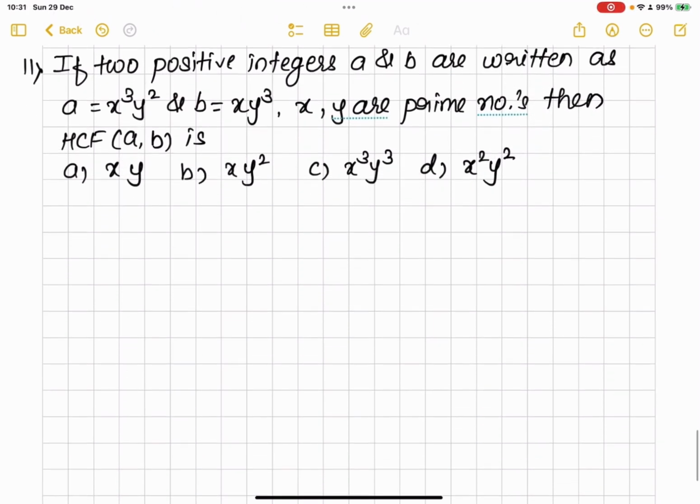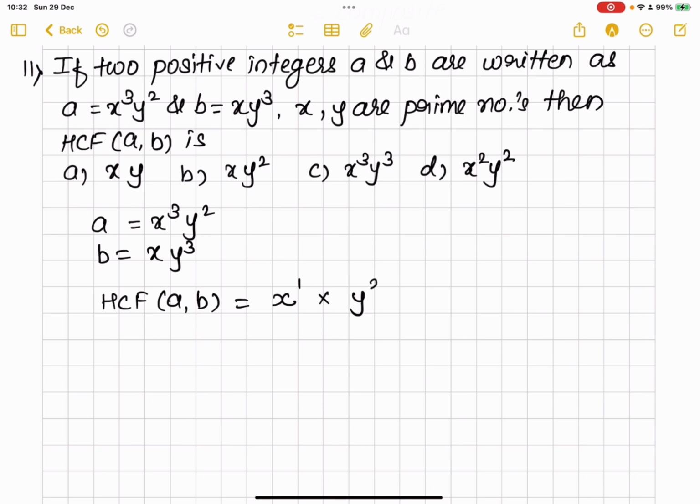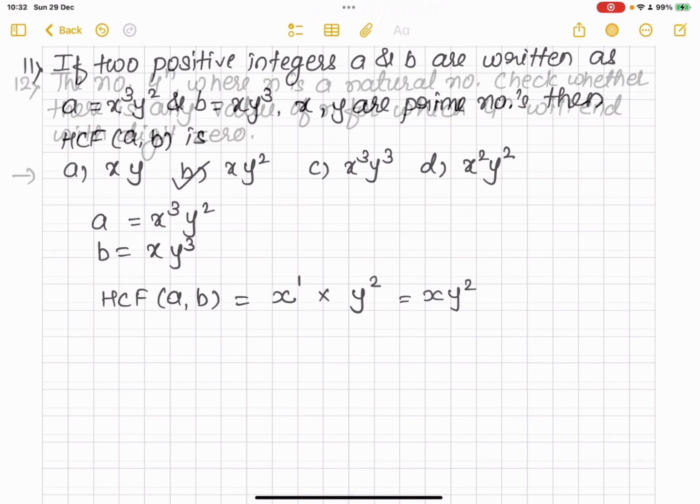Now, next question, it says if two positive integers a and b are written as a equal to x cube y square and b equal to x y cube, where x and y are prime numbers, then find HCF of a, b. So if you see, a is x cube y square and b is x y cube. So HCF of a, b will be equal to x into y. Now, the lowest power of x is 1 and the lowest power of y is 2. So HCF will be x y square. So option B is the correct option.